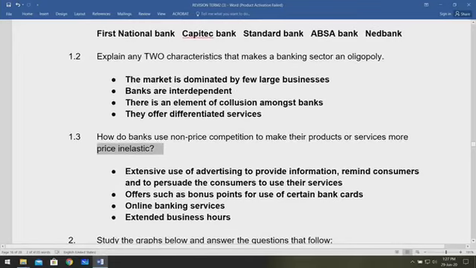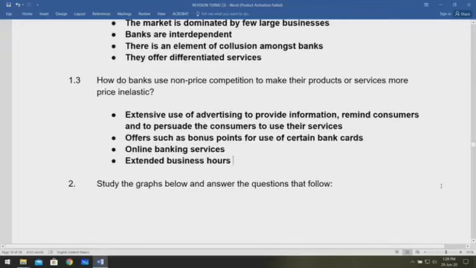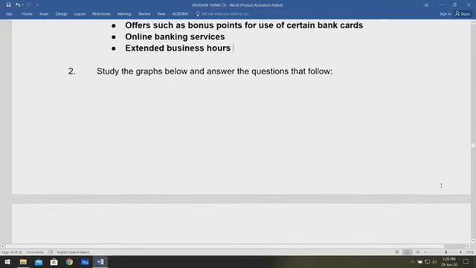So what they will do is extensive use of advertising to either provide information or just to remind consumers about what they have to offer and trying to persuade the consumers to come over to their side. Offers such as bonus points, online banking service, extended business hours, something that we see Capitec has been quite good at. That's how they've managed to get quite a huge part of the market, because of the hours that they are willing to keep, right?